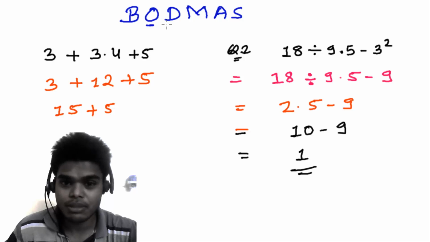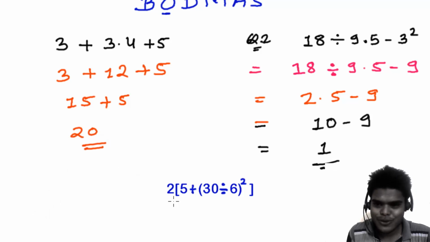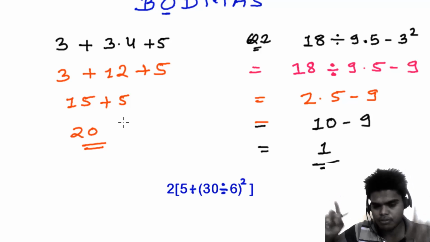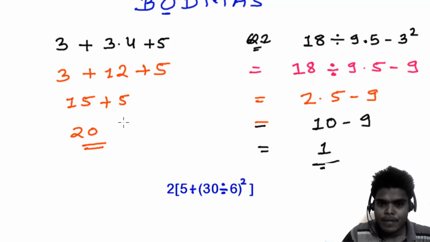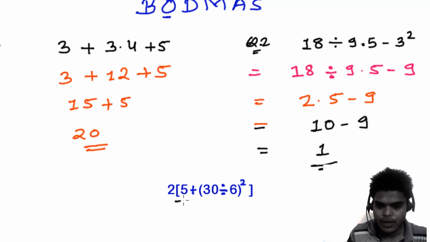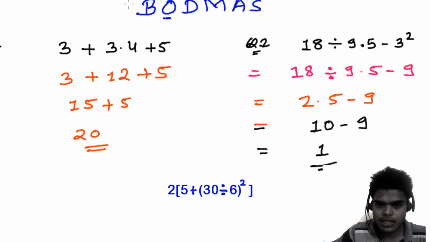So this is a simple example of doing BODMAS, and we're going to learn a little more. I decided to add one more question here, and I think this is going to be more useful for you. This is 2 times, in the big brackets, 5 plus, in the smaller parenthesis, 30 divided by 6, whole square, and the bracket closed. We have so many things here: brackets, smaller brackets, squaring, division, multiplication, and addition, except subtraction.